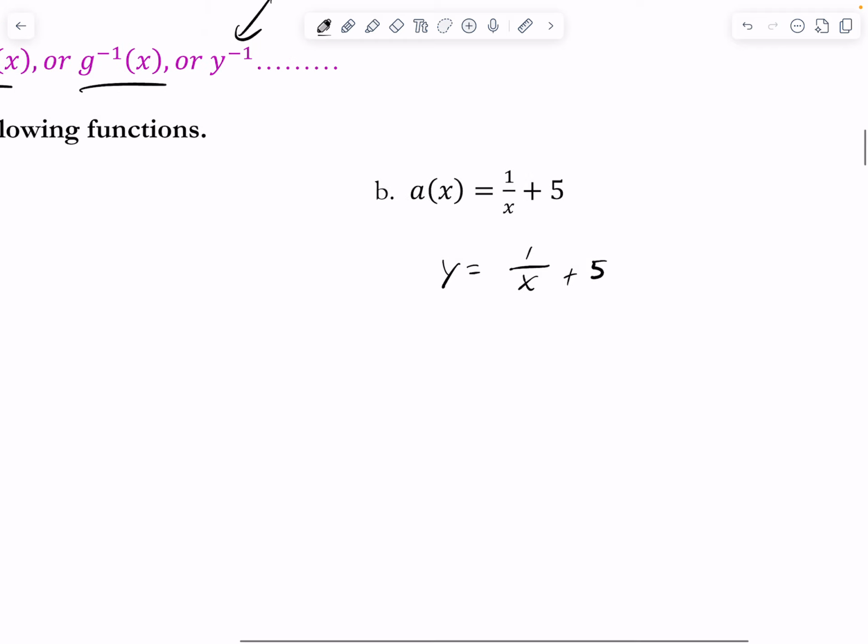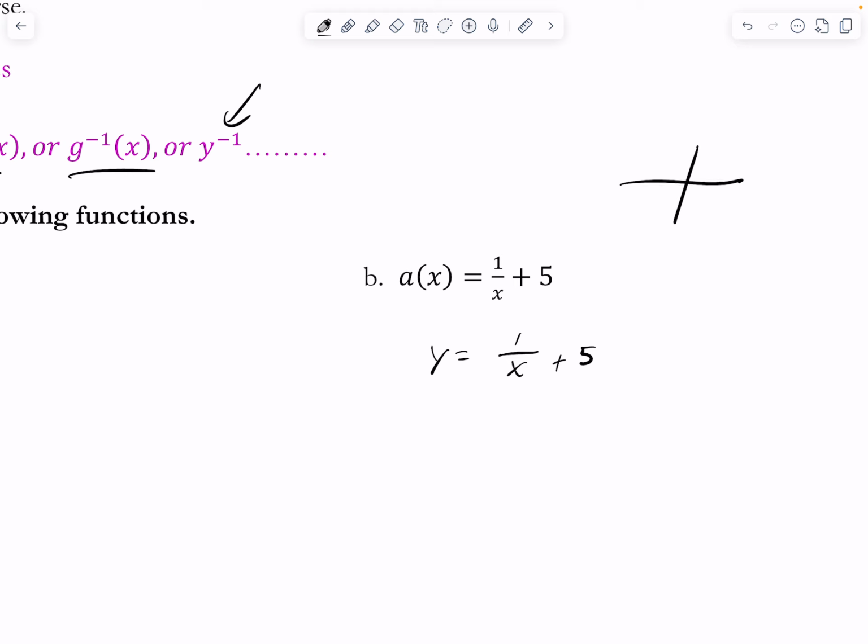This is actually a pretty basic rational function that would look like this, where you move it 5 units up. So you have an asymptote at y equals 5. I'll use a different color. An asymptote at x equals 0. And the graph, we just finished these. The graph looks like this.